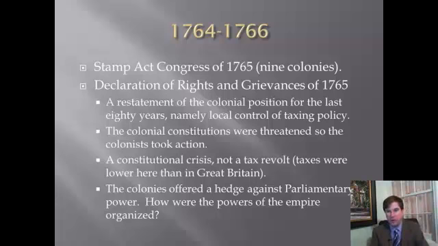The colonial constitutions were threatened, so the colonists took action. I mean, that's essentially what this is. This is a constitutional crisis, not a tax revolt. And as I said before, taxes were lower here than they were in Great Britain. They're saying our constitutions are being destroyed. You can't pass these taxes. The colonies then offered a hedge against parliamentary power. So when we look at later on, when we start talking about the United States Constitution, the states then would take that position. This is all Jefferson and Madison are saying in 1798 in the Virginia and Kentucky resolutions. The states were offering a hedge against the federal legislature. Here, the colonies are offering a hedge against the Parliament, the British legislature.